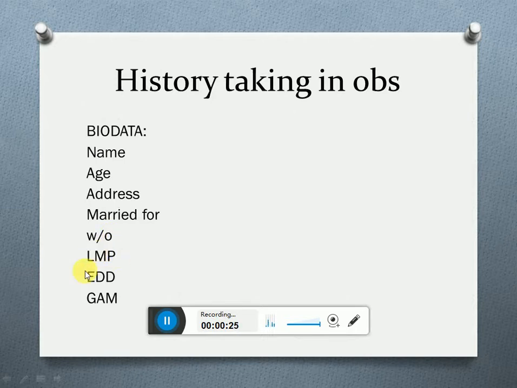Then the three particular things which you have to mention in a patient who comes in obstetrics are the last menstrual period, the expected delivery date, and the gestational amenorrhea. That is, you will mention that she has a gestational amenorrhea of how many weeks.